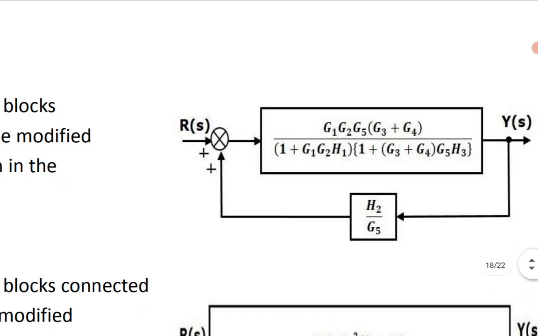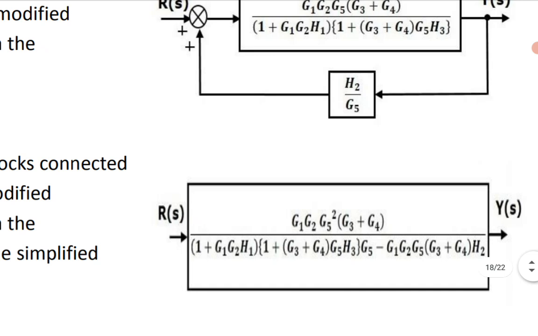Then we can eliminate this positive feedback path. And all of you know, I told you, when the feedback is positive, the total transfer function, if my forward path transfer function is G(s) and the reverse path, that means feedback path transfer function, is H(s), and it is connected to positive feedback, then the total transfer function will be G(s) by 1 minus G(s)H(s). If it is negative, then the denominator will be 1 plus.